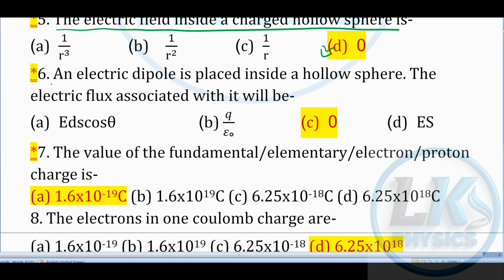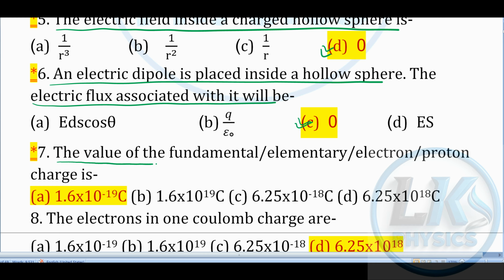Question number 6. An electric dipole is placed inside a hollow sphere. The electric flux associated with it will be. We know that the net charge on a dipole is 0. So the electric flux is also 0. So option number C is correct.